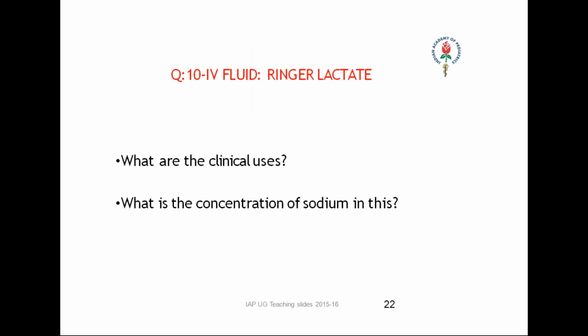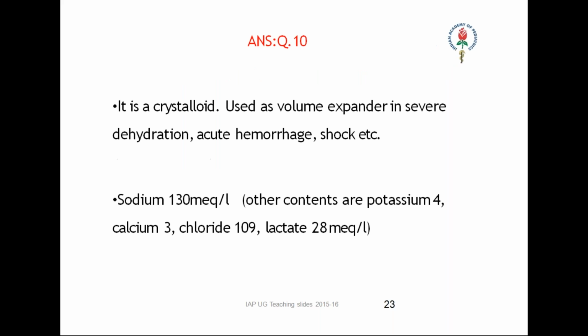Next is the fluid ringer lactate. Where will we use ringer lactate? For volume expansion, you can use either normal saline or ringer lactate, but preferably we use ringer lactate when the child is not in severe decompensated shock, because the liver is functioning. Ringer lactate contains lactate 28, which will be efficiently converted to bicarbonate. So we use it when the child is not decompensated.